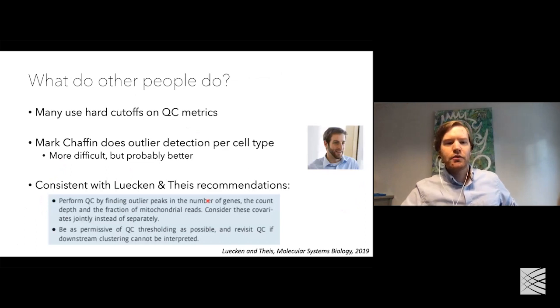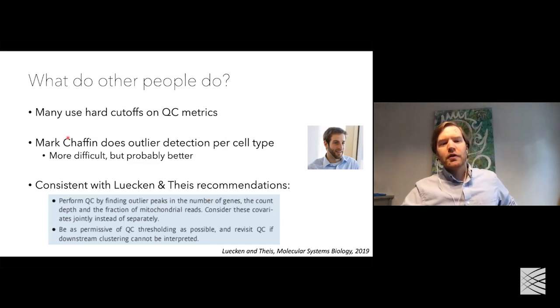What do other people do? Many people use hard cutoffs on QC metrics. For example, mitochondrial read fraction. You say, I don't want to see a cell with more than 20% of reads coming from mitochondria. People put hard cutoffs on various different metrics. That's one approach, very popular approach.